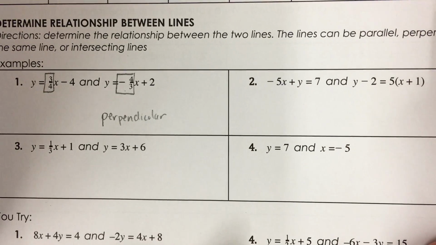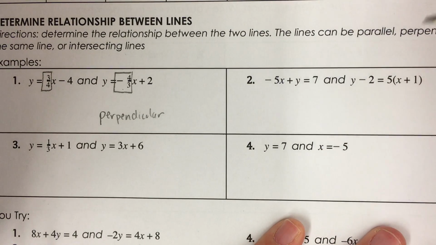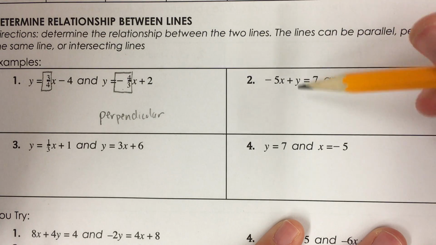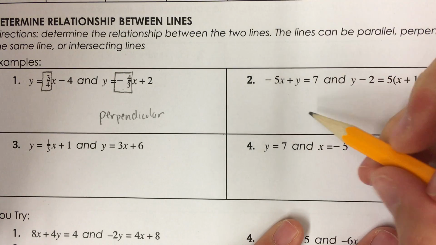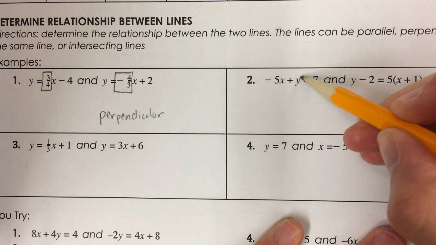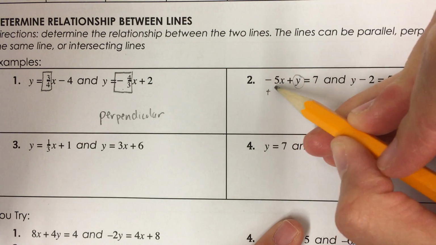Okay, let's take a look at number 2. Number 2 is not so simple because these lines, I can't see the slope as clearly, right? So I'm going to go ahead and rearrange both of these equations into slope-intercept form so I can see the slope clearly, and then I'll be able to compare the slopes. So here, remember with slope-intercept form, I want y by itself. So here's the y. I'm just going to add 5x to both sides.